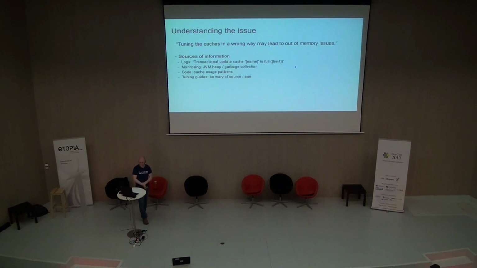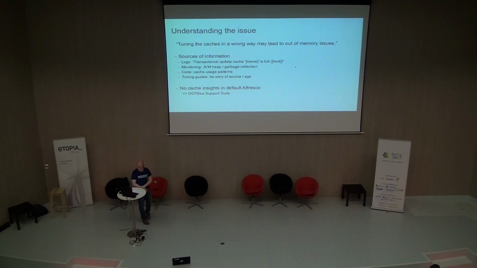So the sources of information are actually important for you to determine what your concrete problems are, and this includes, for example, log files for those kinds of messages, like transactional cache is full, monitoring of your JVM heap and garbage collection processes, as well as other tooling, your cache configurations, and tuning guides that are out there. Hopefully qualified tuning guides, so not every tuning guide you find on Stack Overflow might be the one I would recommend to go with.